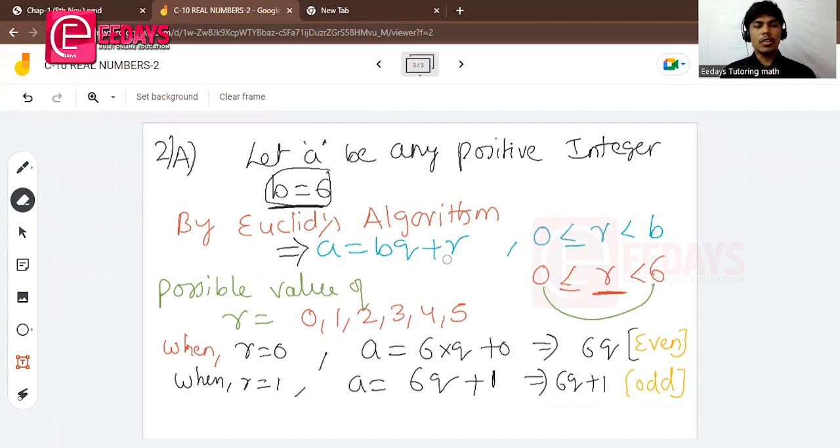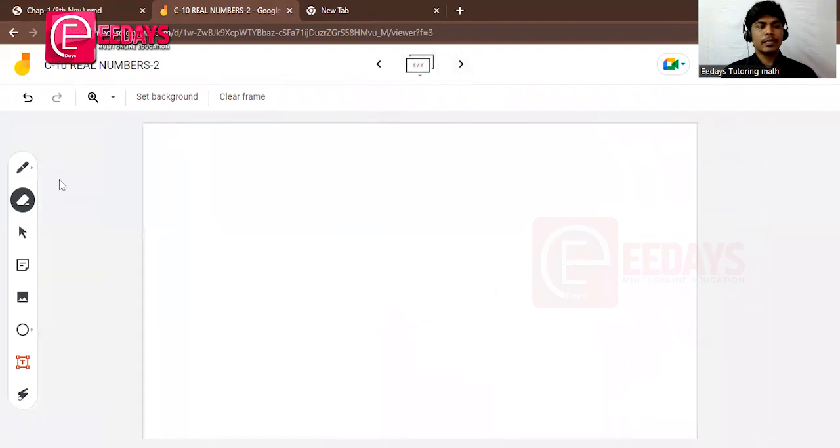So R can be 0, 1, 2, 3, 4, 5. I'm doing some random guessing, I mean, a trial and error method. If you take R = 0, you'll get 6q. If you take R = 1, you get 6q + 1. Let's try with other numbers.